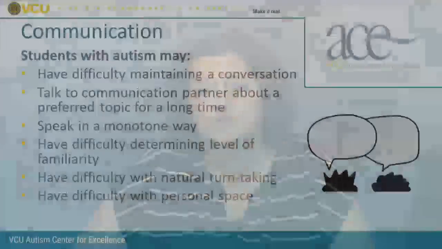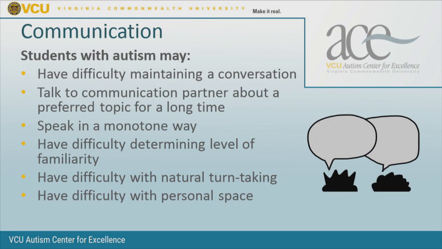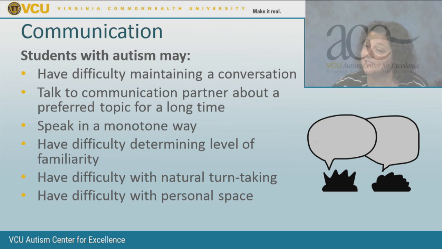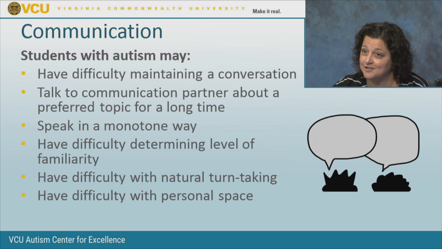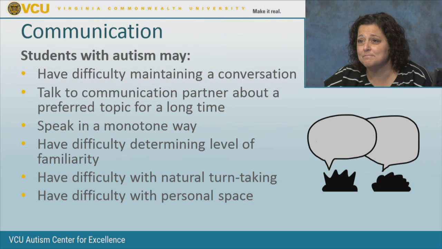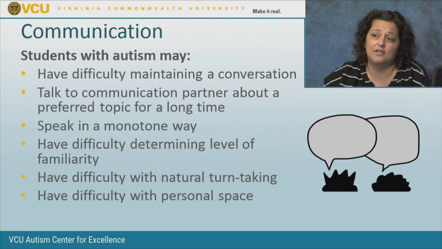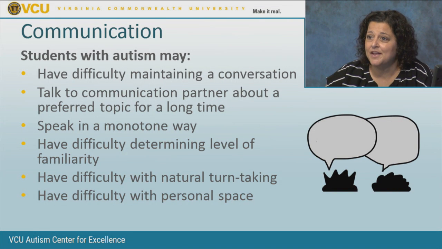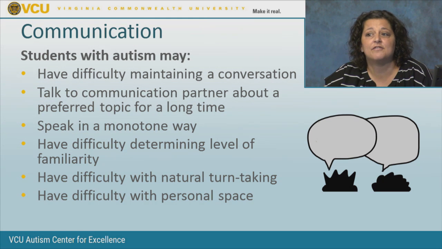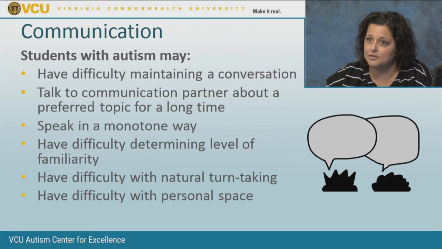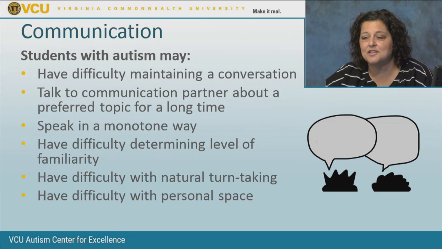With students with autism, they might have difficulty maintaining a conversation. They might talk to a communication partner about a preferred topic for a long time, even if the communication partner isn't all that interested in the topic. They may speak in a monotone way. They may have difficulty determining a level of familiarity with that person. They may have difficulty with natural turn-taking and personal space. I feel like I could list a lot more things on this list, but this is just some of them.